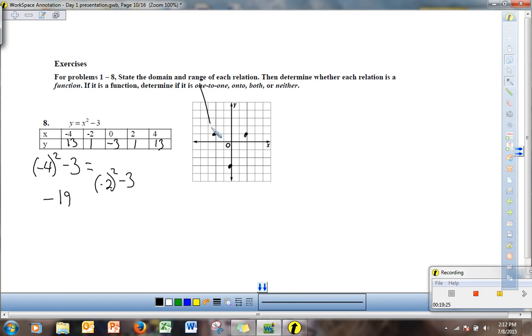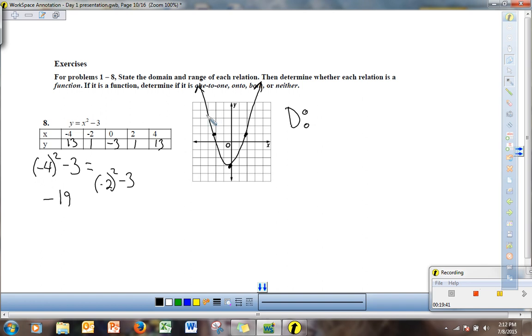And there goes my parabola. And notice I put arrows on there, guys. It shows the world that it goes on forever. Now, in terms of domain and range, the domain says what x values can you use.